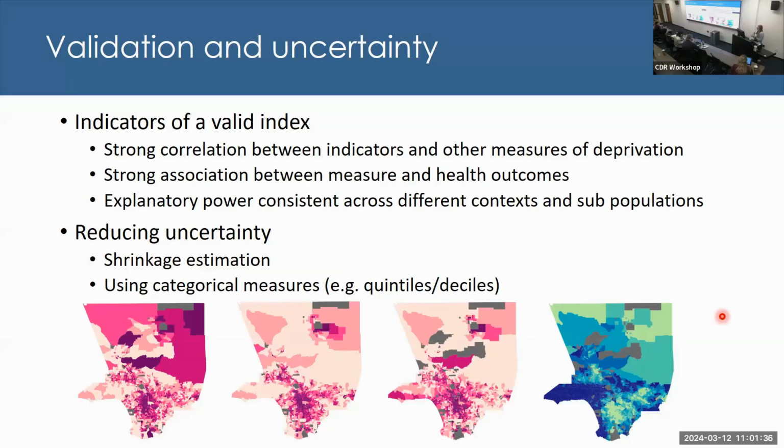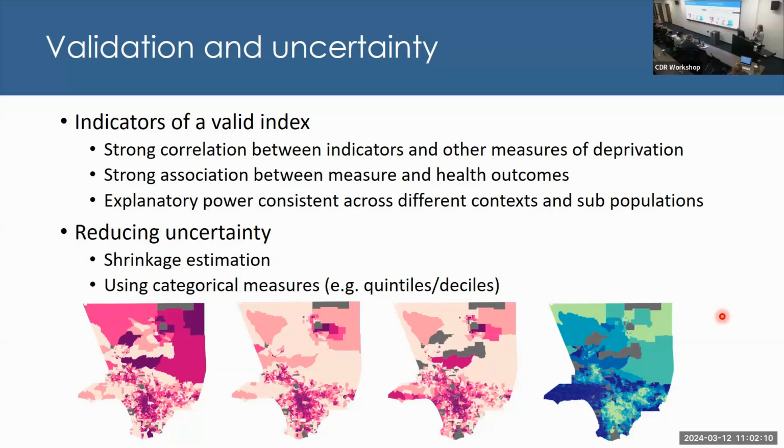So ways you can check that your index is valid or your measure is valid is by checking the correlations. So you want to see, are these indicators associated with one another? Is my index associated with other deprivation measures? Is there an association between my measure and health outcomes that I'm interested in or other health outcomes? So you could use life expectancy measures, which are often published at the small area level. Or if you have linked data like to HRS, you can look at inequalities in health in those samples.